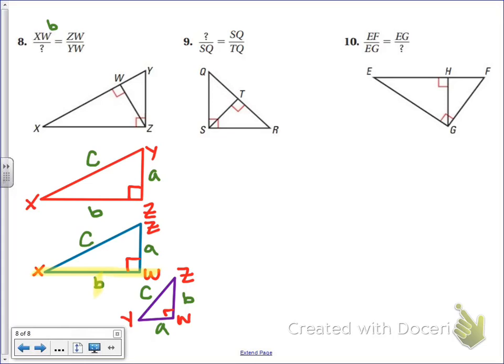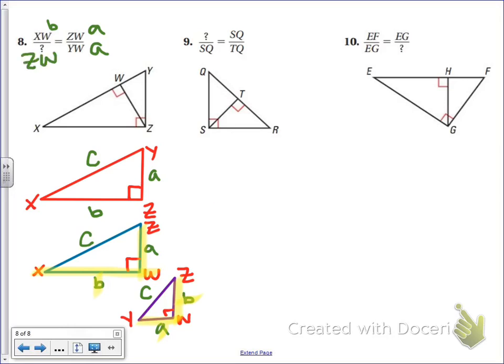And then we use the second proportion there, ZW, which is in our bottom purple triangle, which is right here. It's A in our blue triangle. And then YW is on our bottom purple triangle, which is also A. So A is proportional to A. So we need to find the B that's proportional to XW. But we have to use the same 2 triangles. So ZW in the purple triangle is what is proportional to this particular triangle.